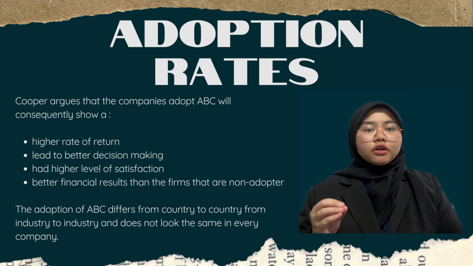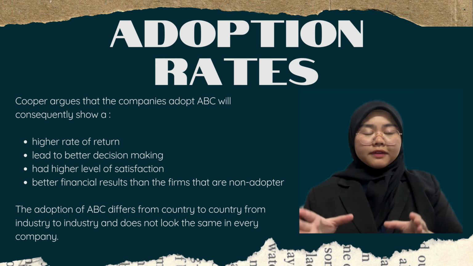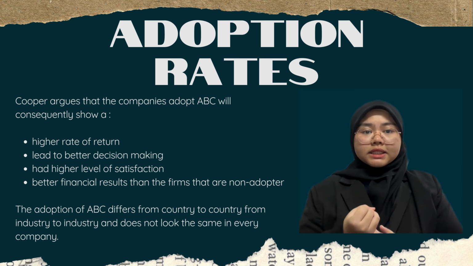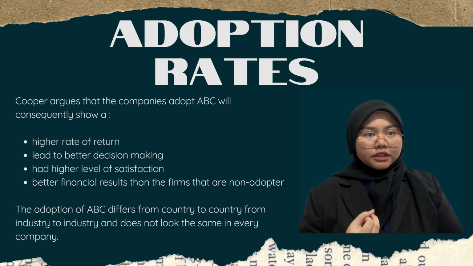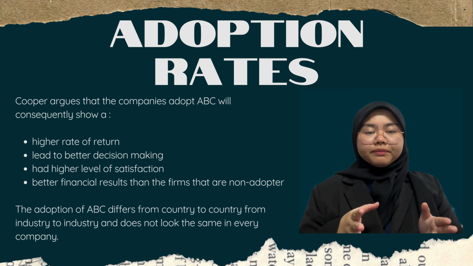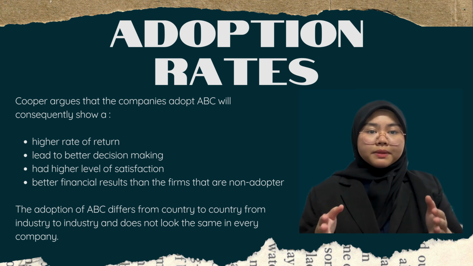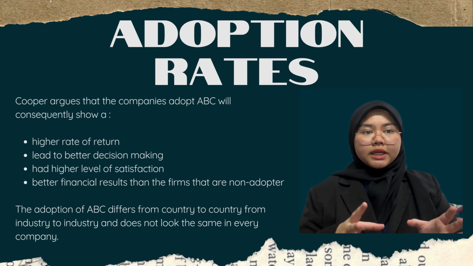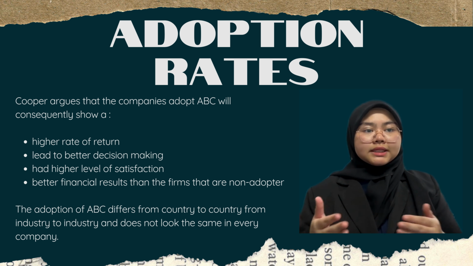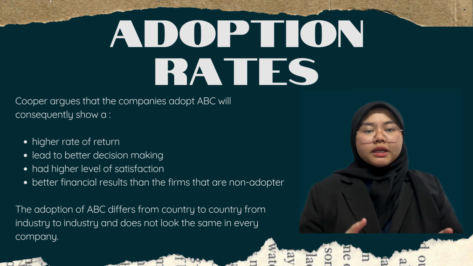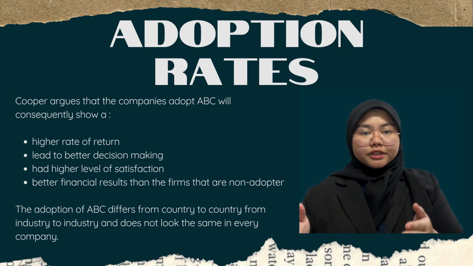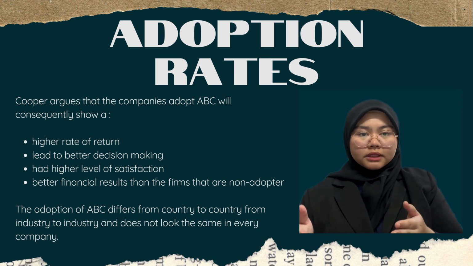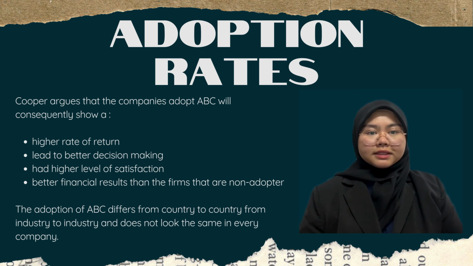According to the article, Cooper argues that companies that adopt activity-based costing will consequently show a higher rate of return, better decision-making, a higher level of satisfaction, and better financial results than firms not adopting the ABC method. The adoption of ABC differs from country to country and industry to industry and does not look the same in every company. That's why if a Malaysian company adopts the ABC costing method, it might not have the same adaptations as a company in the US.